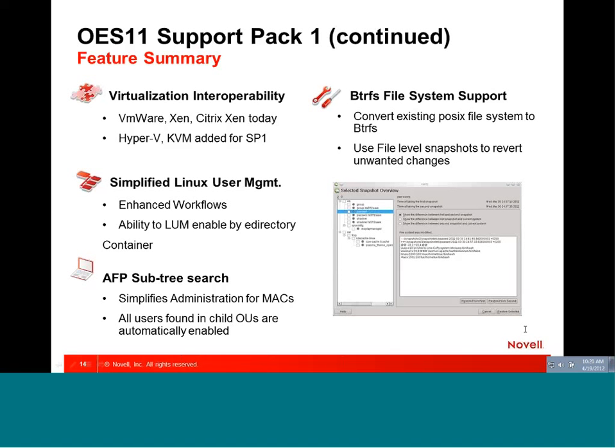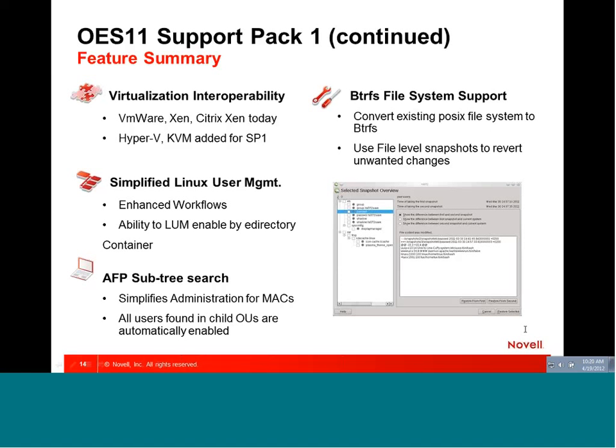And then, with AFP, we'll add some capabilities there to make that on par with CIFS as far as the subtree capability, so that if I put in my configuration file that I want everyone in this top level O and all the subdirectories beneath it to be automatically enabled for AFP, that will be done. So you won't have to put in individual contexts.